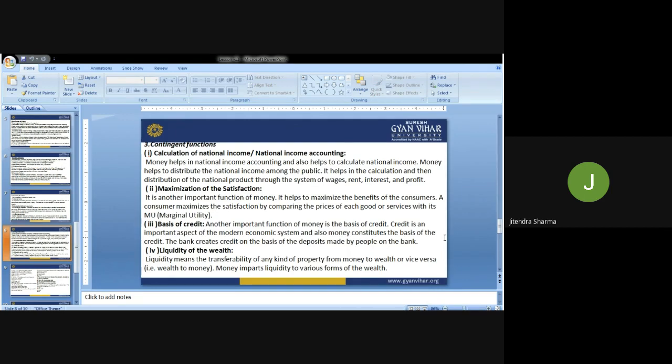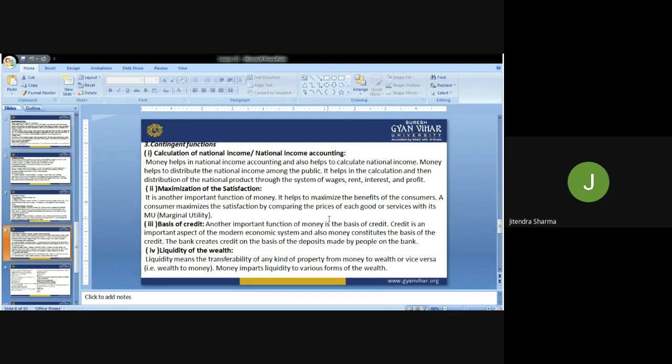So money has its power to enhance the maximization of satisfaction among the society, among the buyers and sellers, among the users and producers. Then the basis of credit, another contingent function. Another important function of money is the basis of credit. Credit means, if you have wealth in the form of money, your credit is in accordance with that.